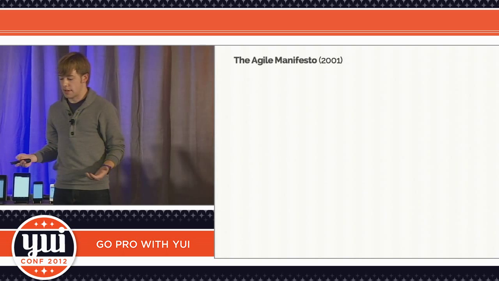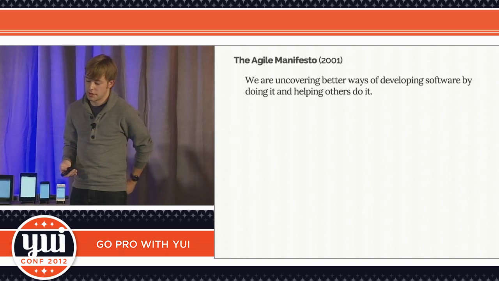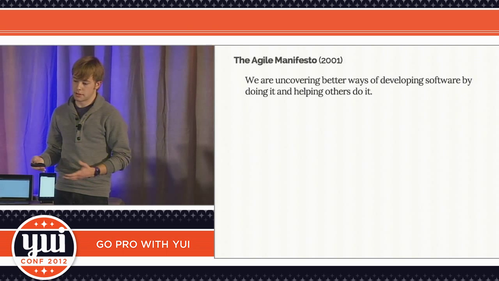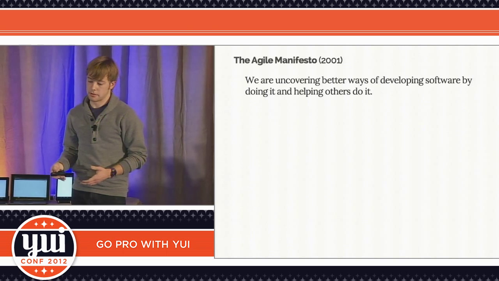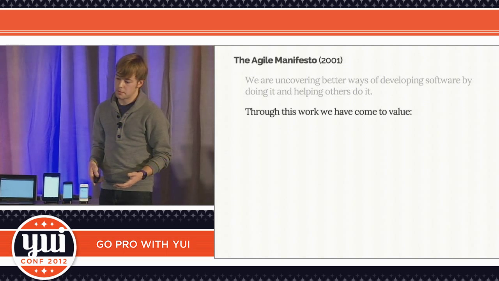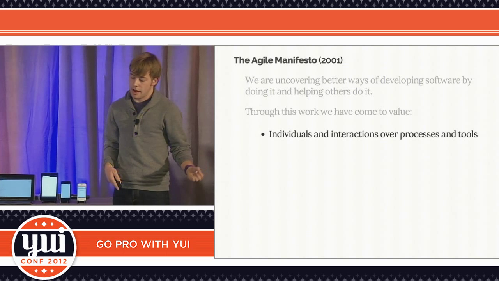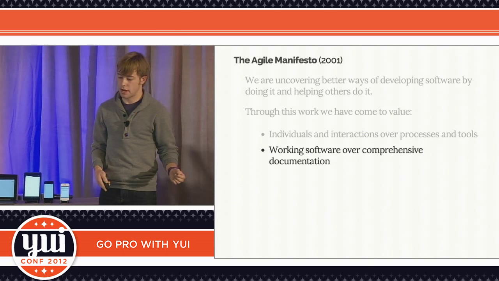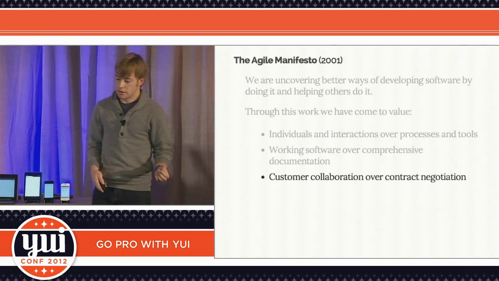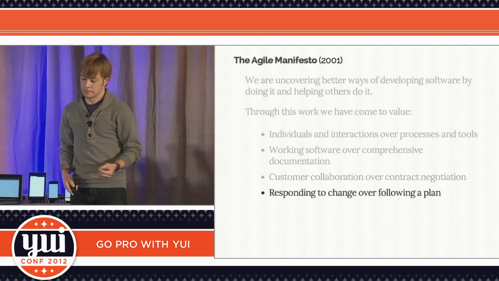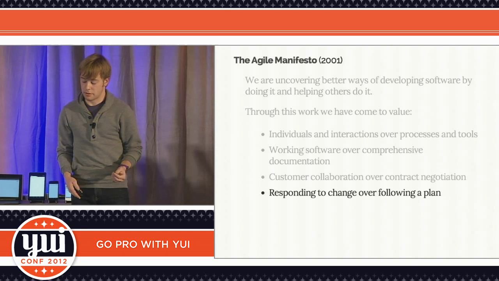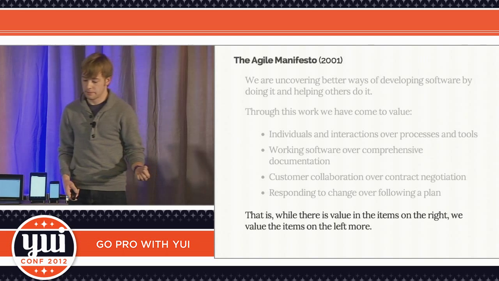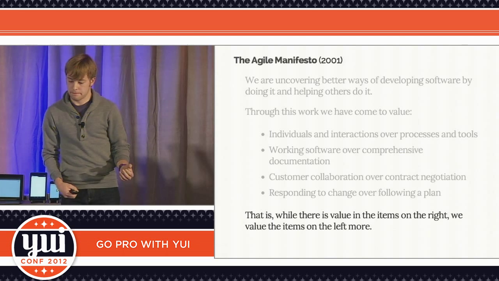So you could take it or leave it, but I think it's interesting to think about because we hear this all the time. We are uncovering better ways of developing software by doing it and helping others do it. Through this work, we have come to value individuals and interactions over processes and tools, working software over comprehensive documentation, customer collaboration over contract negotiation, and responding to change over following a plan. That is, while there is value in the items on the right, we value the items on the left more.